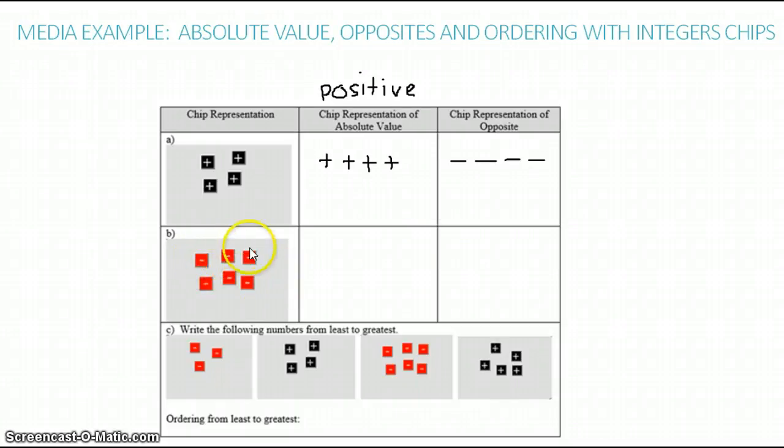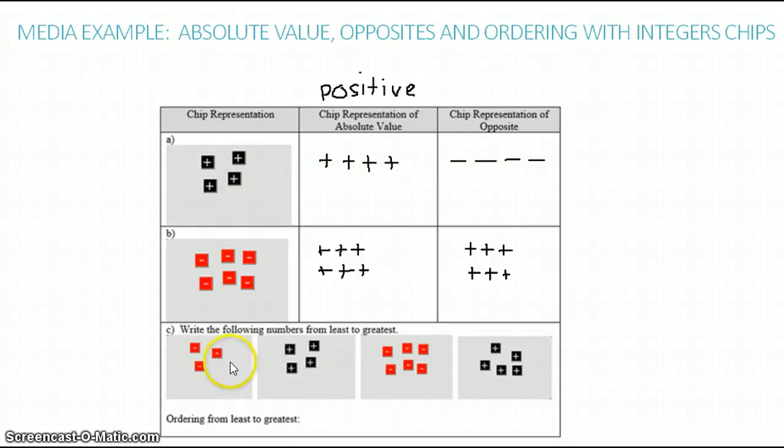So now we have 6 negative chips. The absolute value is always positive, so the chip representation of the absolute value will be 6 positive chips. Now the chip representation of the opposite, well, that's changing the sign of all of these chips from negative to positive. So instead of 6 negative chips, we'd have 6 positive chips. And notice in this case, the opposite is equal to the absolute value. However, the opposite and the absolute value of a positive number are not equal.